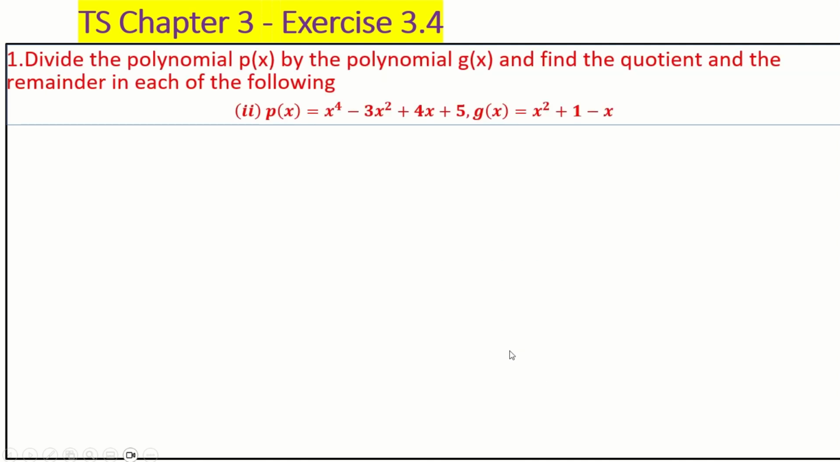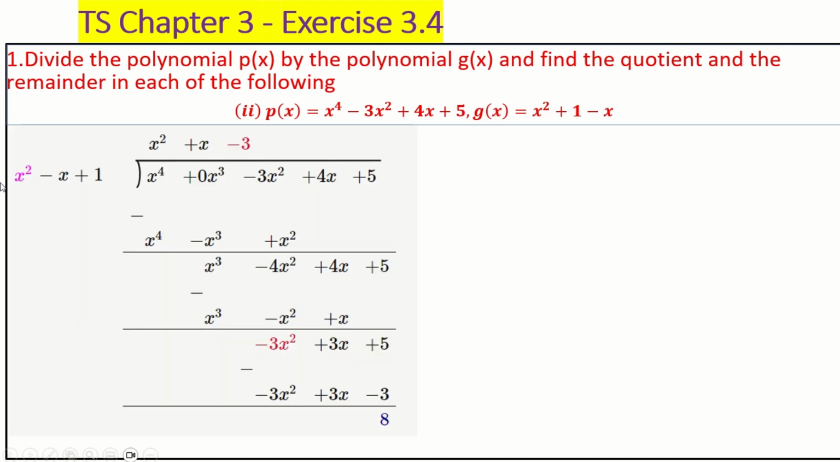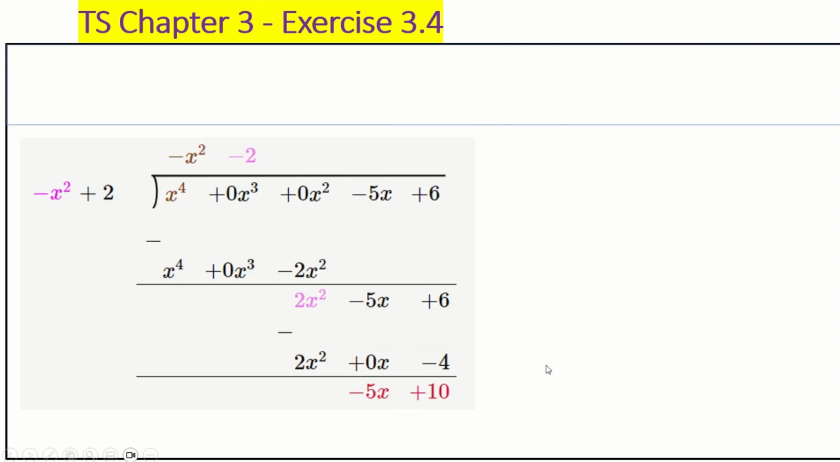Next also same. You have x power 4 term here and x square minus x plus 1 as divisor. And the p of x is here, g of x is here. So if you do step by step, what you will get is quotient x square plus x minus 3. Please go through this division properly. Okay, now quotient is x square plus x minus 3. Remainder is 8. Okay, next.